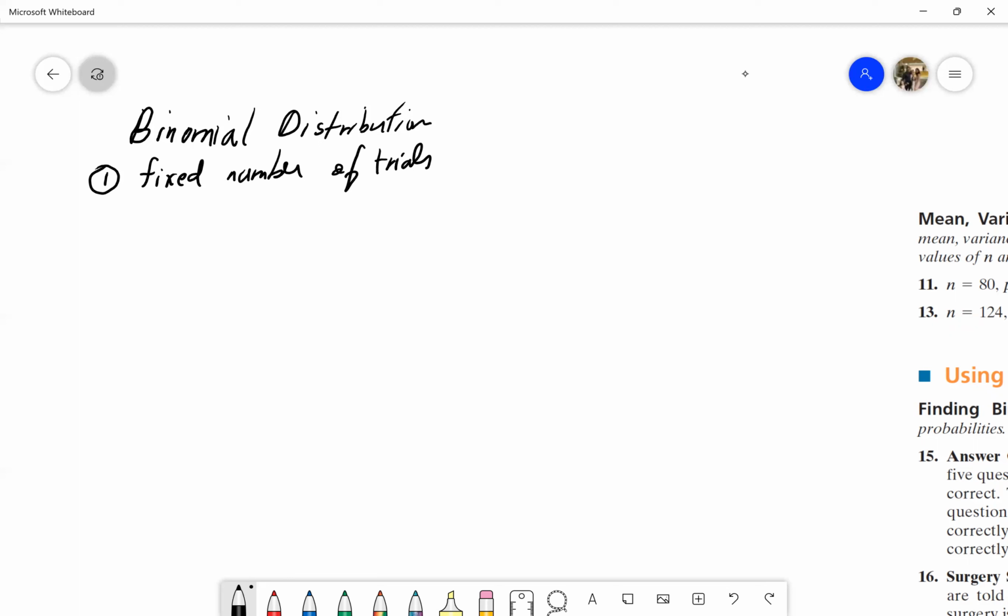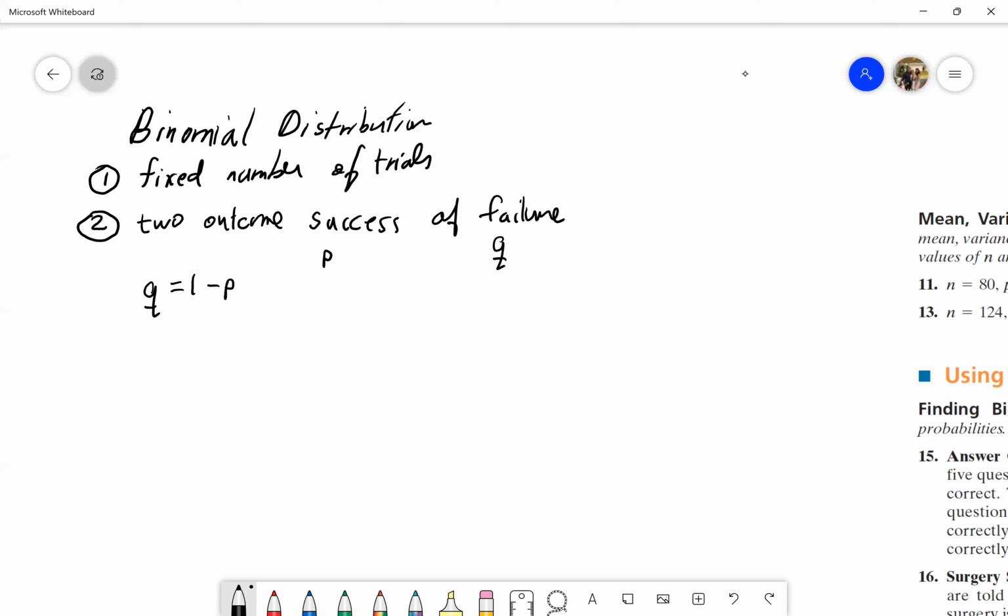Okay, number two, it has to have two outcomes, and we refer to these as success or failure. We assign the letter P to success, and in this book, we assign the letter Q to failure. We also say that Q equals 1 minus P. And that'll become apparent when we work with it.